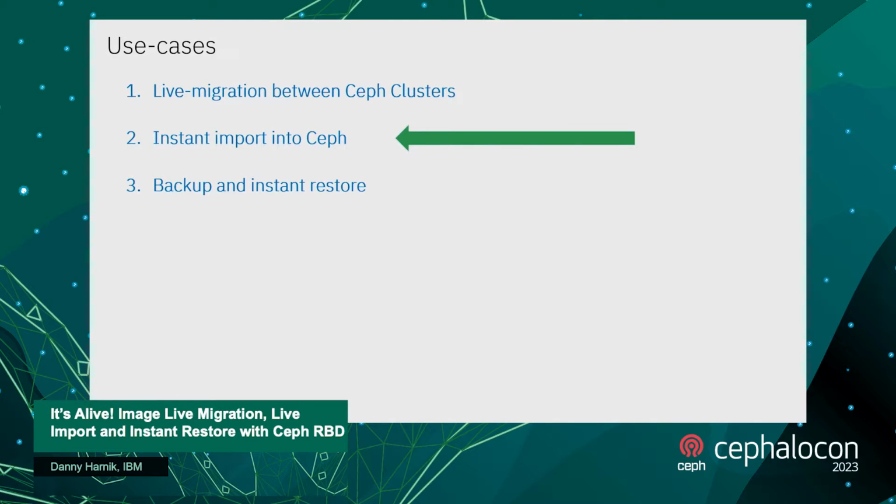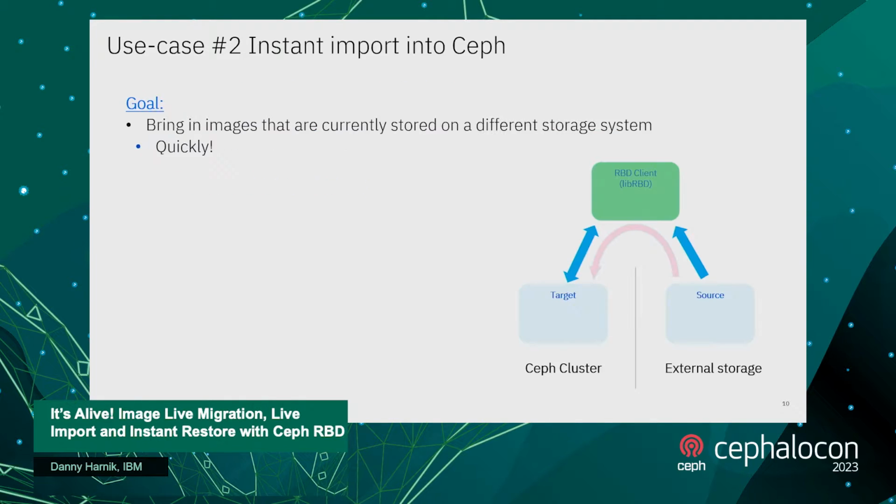Let's move to the second, which is instant import into Ceph. So the use case is the following. We want to bring images that are currently outside of Ceph into Ceph. And there's a number of reasons why you'd want this. And we want to do this quickly, because otherwise you could just move the volume bit by bit, wait for it to finish. We want to do it instantly.